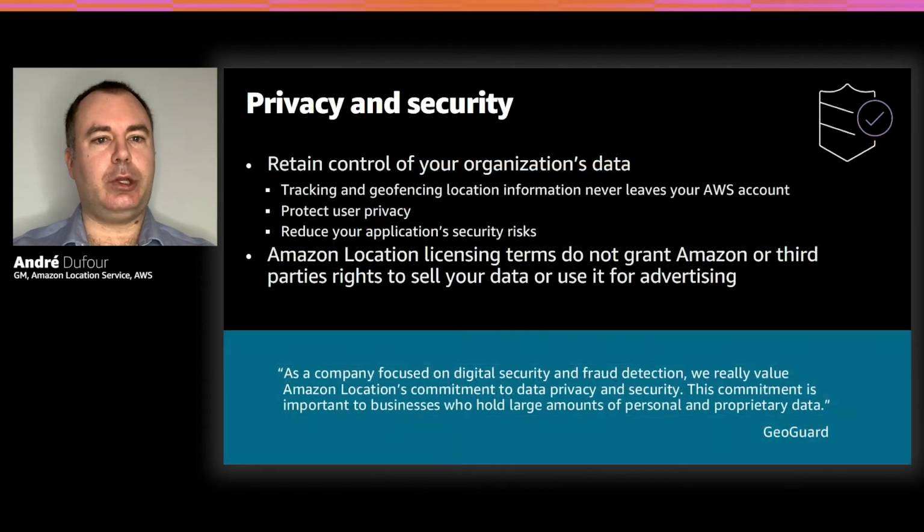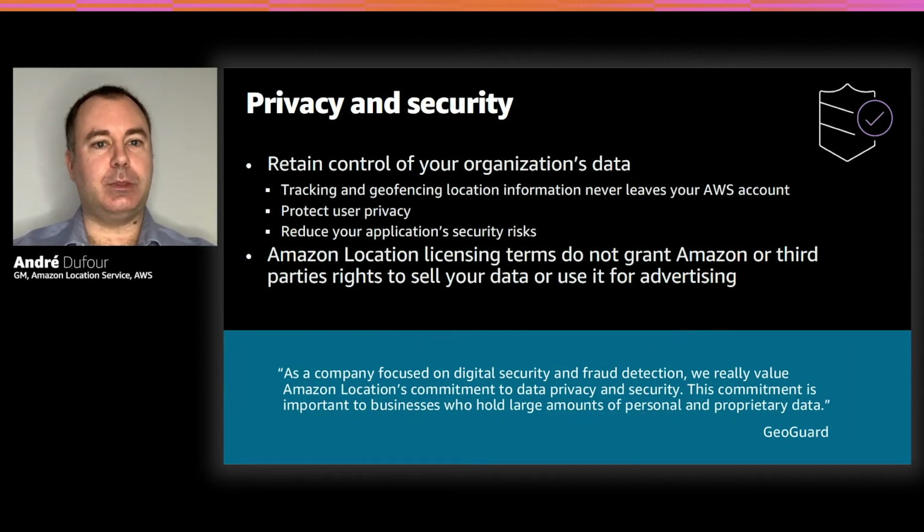Now, I touched earlier on the theme of privacy and security, and I'd like to give you a couple of facts about Amazon Location Service. Your tracking and geofencing information never leaves your AWS account unless you take an explicit action to move it out. Equally, it is constrained to the region in which you are using the service. And this is because we take the position that your data is yours. It is not ours, and it is not anyone else's.